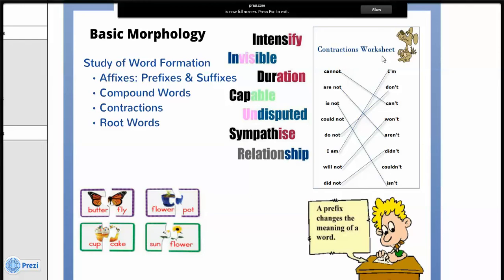Contraction worksheet. I think this is really helpful for ESL students. With the native speakers, most of them know this, but a lot of them do not know that in formal writing that you never include it.